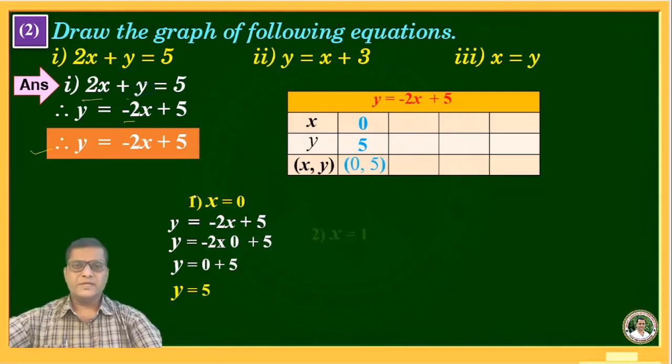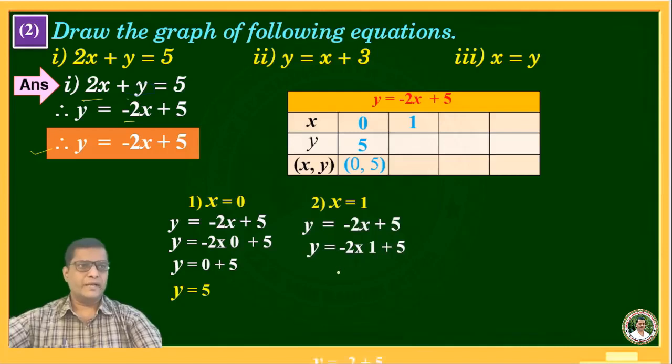Next, second, we will take the value of x as 1. Write this value in the table. Again, substitute this value in the given equation. Then we will get the value of y as 3. Then write this 3 in the table. Therefore, the coordinates of the second point are (1, 3).